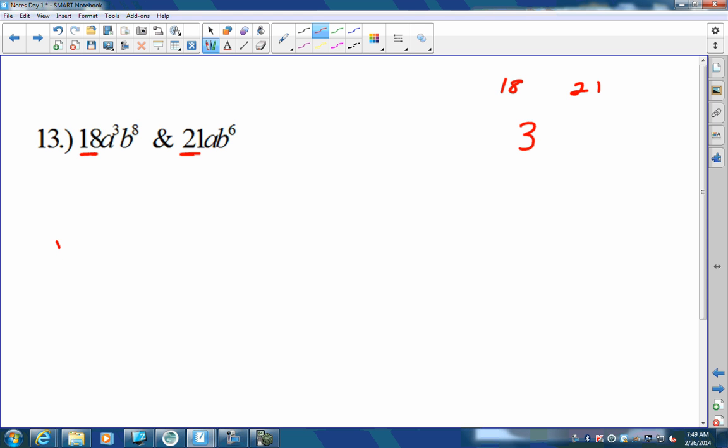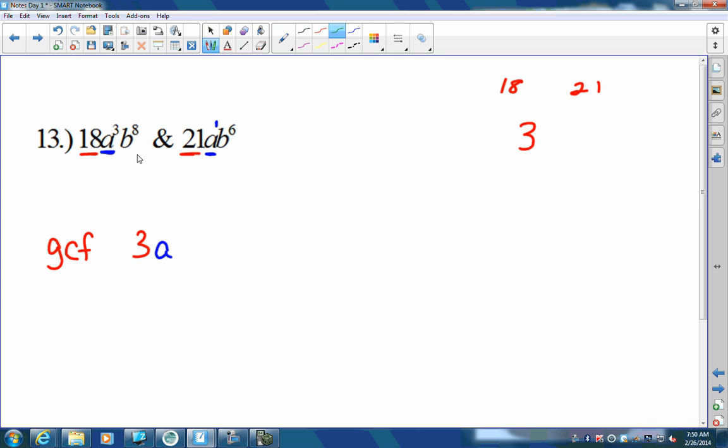So now, I know it's 3. Now you need to look at your letters, your variables. I have an A in this one, an A in this one. So I know I have an A. What is the smallest exponent on the A's? There's a 3 here, but if there's no exponent, guys, that means there's a 1. So that's A to the first power, or I just write A.